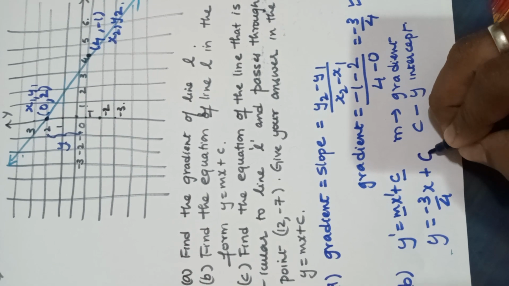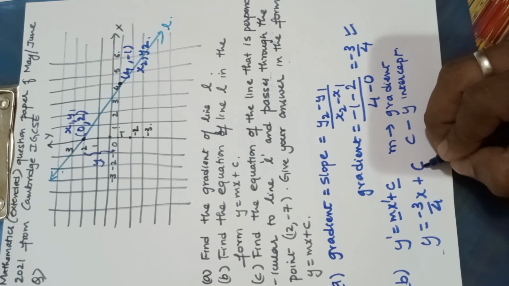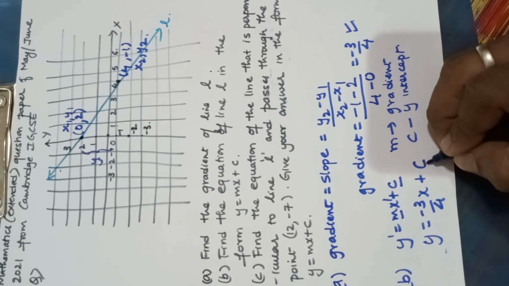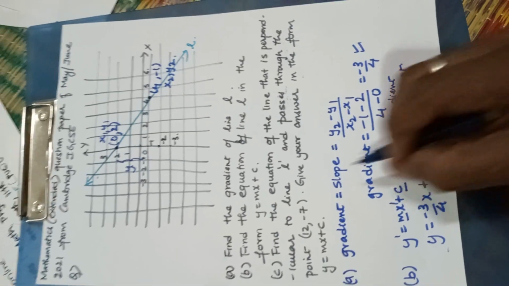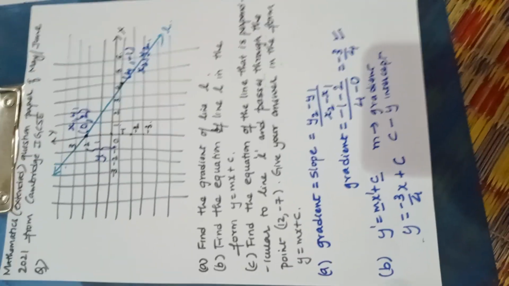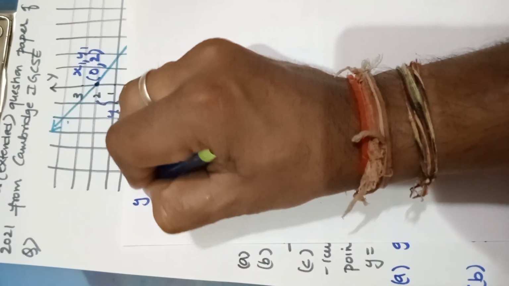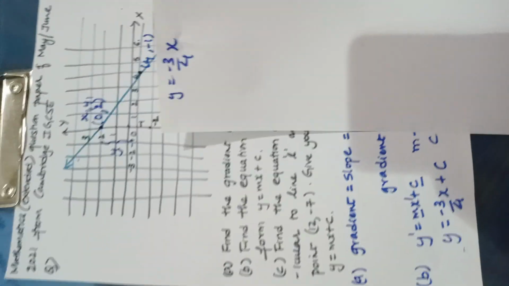For now, let's assume that we don't know the value of c. I shall write y is equal to minus 3 by 4x plus c. If we find the value of c and substitute it here, we are done with the second question. So let's see how to find the value of c. I'll rewrite this equation again: y is equal to minus 3 by 4 x plus c.